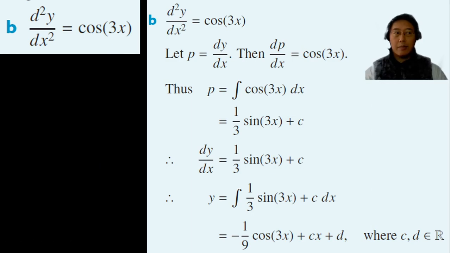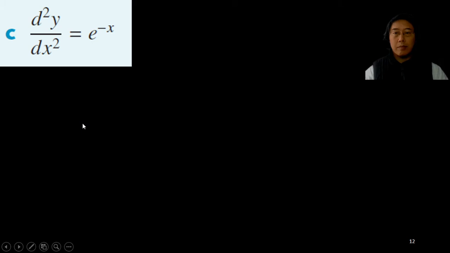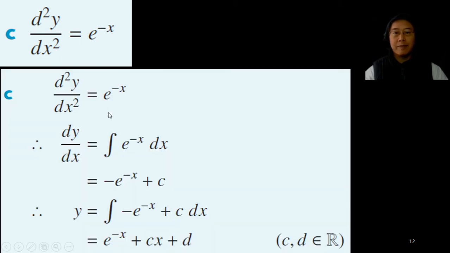Next. Second derivative is e of negative x. It should be pretty straightforward because do remember the e of x, when you differentiate, is itself. As you anti-differentiate e of negative x, it's a composite function. Every time you anti-differentiate, you will introduce a -1 factor.